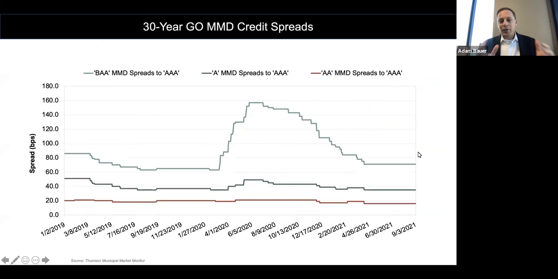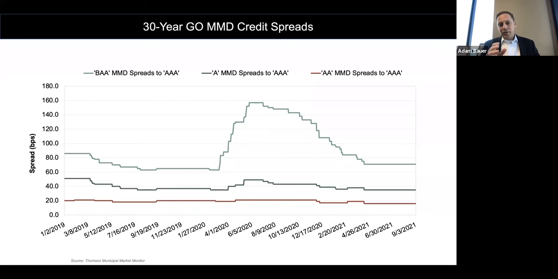This chart is one I'm real excited to share with you. We haven't looked at this in some time. The AAA MMD is the lowest rates that you can get. Then you have AA, then you have single A, and then you have what we call BAA. The AA is that red line, the spread, and the single A is a dark green, and then you have the light green, which is the BAA.